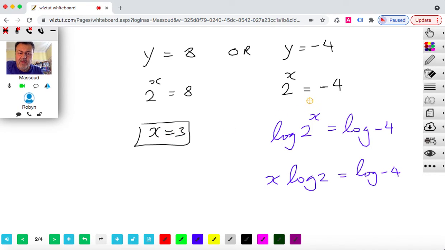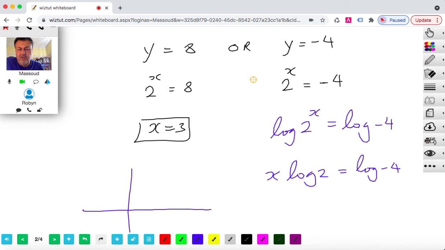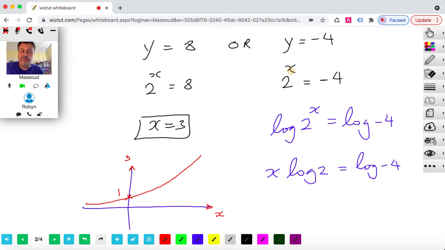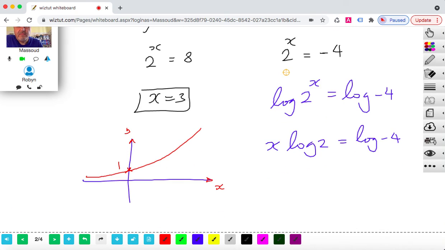Another thing to remember is that this is an exponential. I don't want to get into this too much, but if you remember, the graph of 2 to the power of x was a curve that did this, and it hit the y-axis here at 1. As you can see also here, 2 to the power of x can never be negative. It's always above the x-axis. It can't ever be negative. So this equation cannot ever happen. Therefore, there isn't such an x that can do that for us.